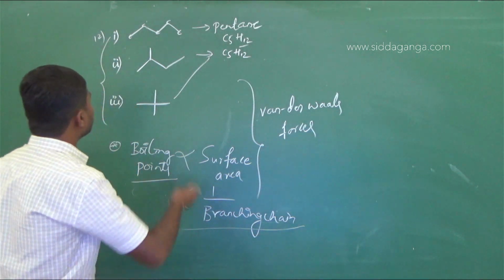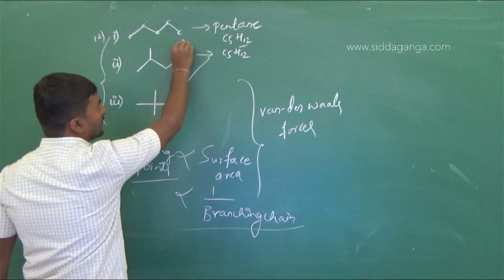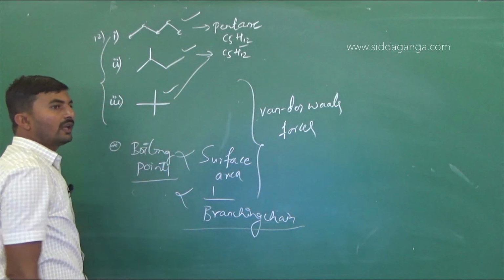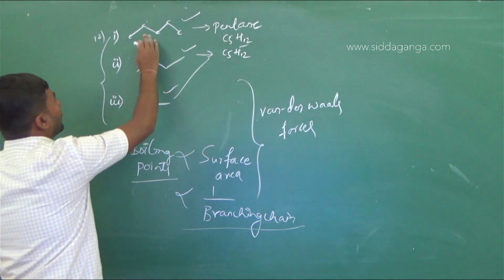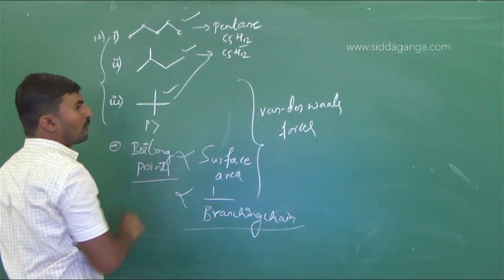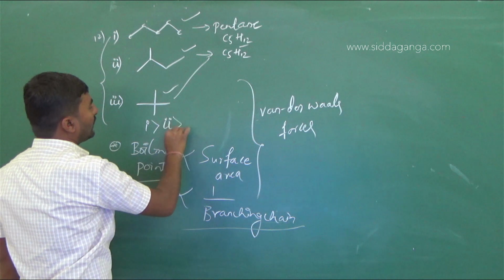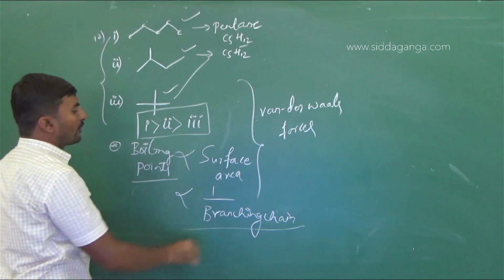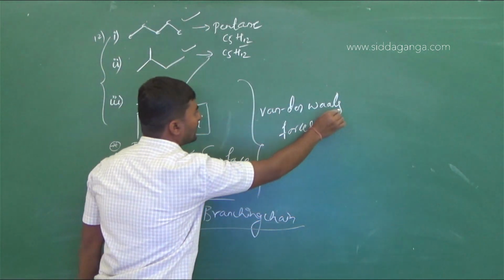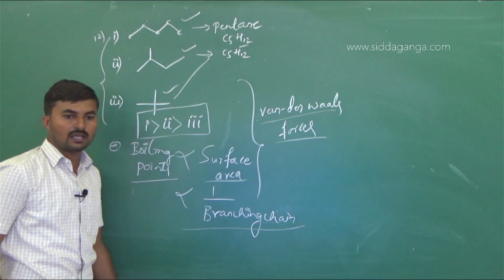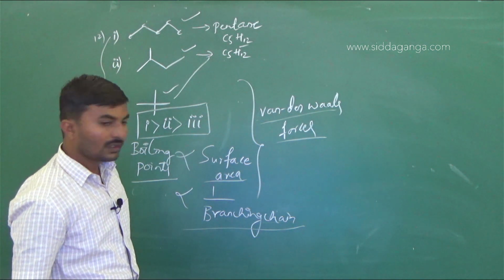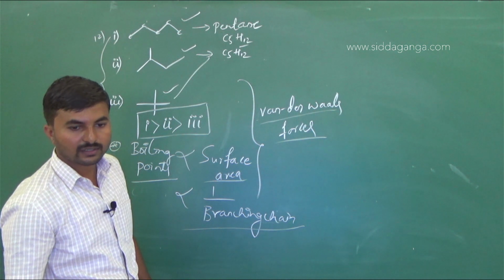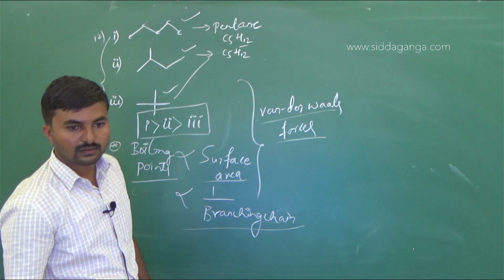Okay, among these three structures, which has more surface area? This one, followed by this second one, and this one. Among these three structures, the first structure has the highest boiling point, followed by the second one, followed by the third one. This is the order of their boiling points based upon their surface area, considering the van der Waals forces. So which is the correct option then? 1 is greater than 2 greater than 3, that is, the first option is correct.